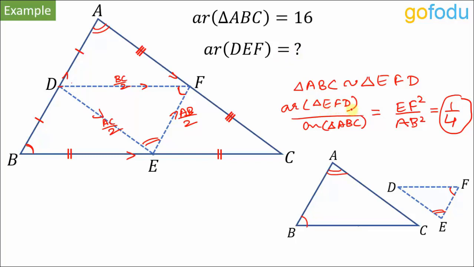Area of triangle DEF will be 1 by 4 of area of triangle ABC. If I transpose this to the right, it would be 1 by 4 of area of triangle ABC. 1 by 4 of 16 is 4 units.